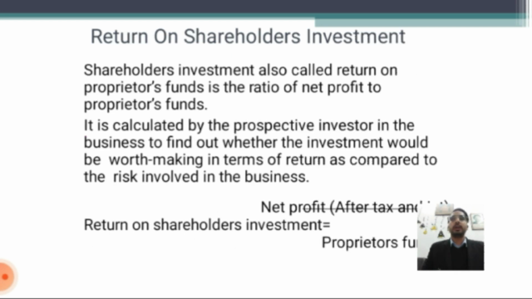First one, return on shareholder investment. Return on shareholder investment, also called return on proprietor fund, is the ratio of net profit to proprietor fund. It is calculated by the prospective investor in the business to find out whether the investment is worth making in terms of return, compared with the risks involved in the business. Return on shareholder investment is equal to net profit after interest and tax divided by proprietor fund.